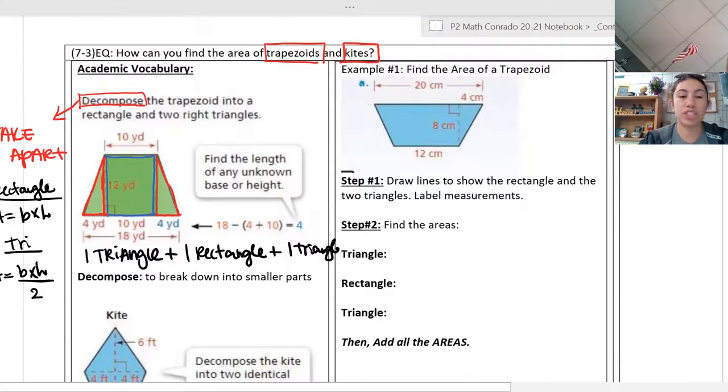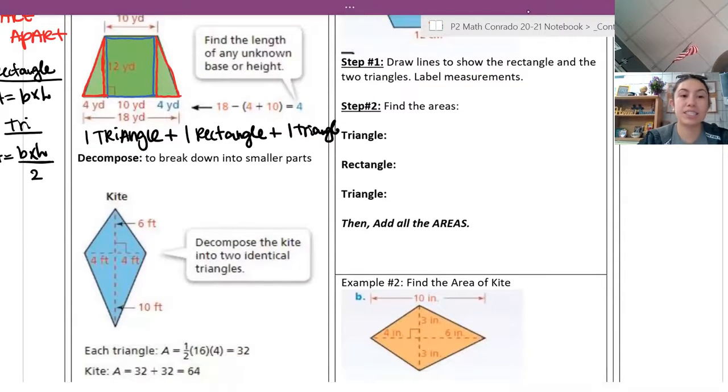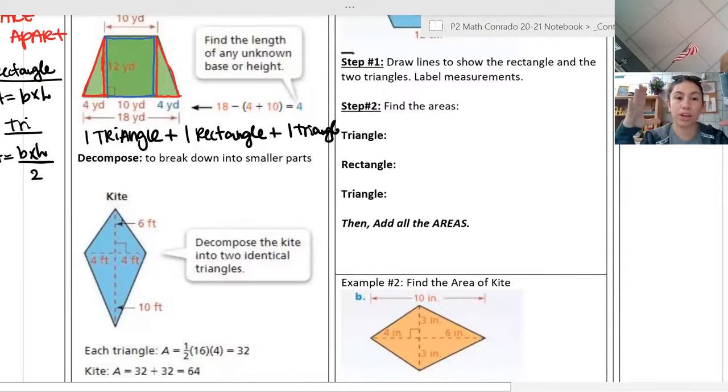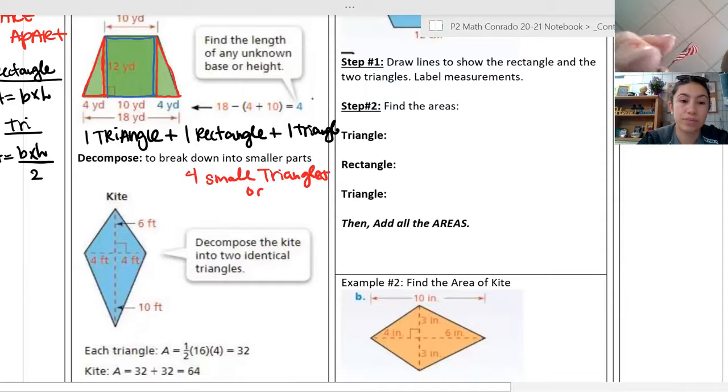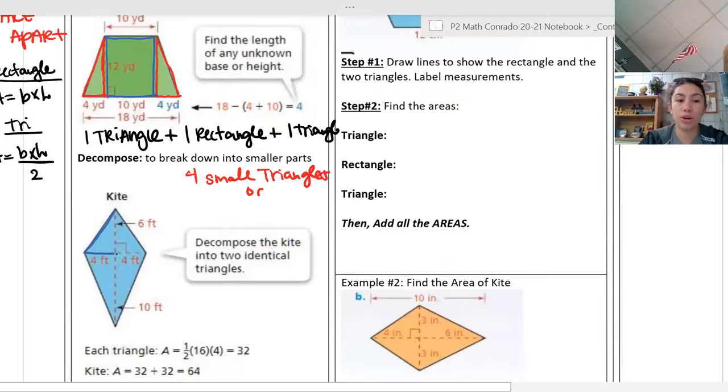And then let's review the shape of the kite. If we look at the shape of a kite, let's decompose or pull apart the kite to see which shapes a kite makes up. So we see that we have 4 small triangles in red. When we compose and put them all together, it makes a kite. But a kite is also made up of 2 large triangles. Both are correct: looking at it as small triangles or as 2 large triangles.